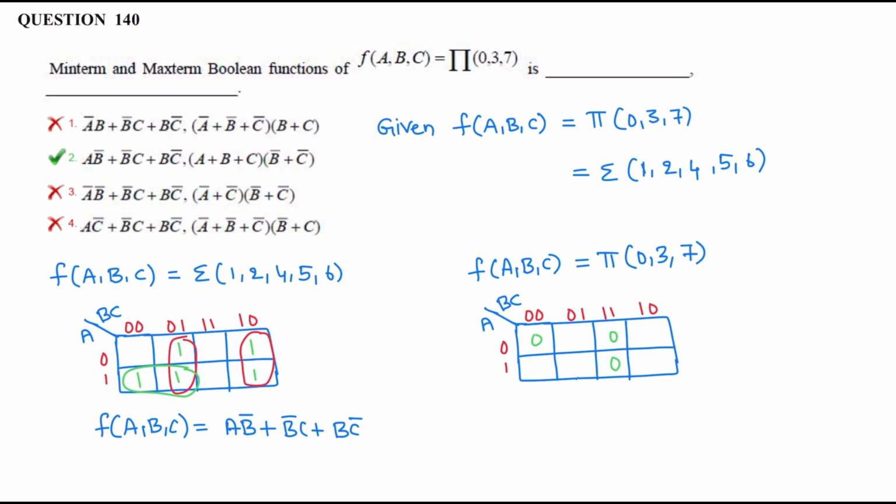plus B bar C plus B C bar. Similarly, for maxterms, only one pair exists, and this is an isolated maxterm. And the corresponding expression is f of a, b, c, that is pi of 0, 3, 7, is equal to (a plus b plus c) into (b bar plus c bar). Correct answer is option 2.